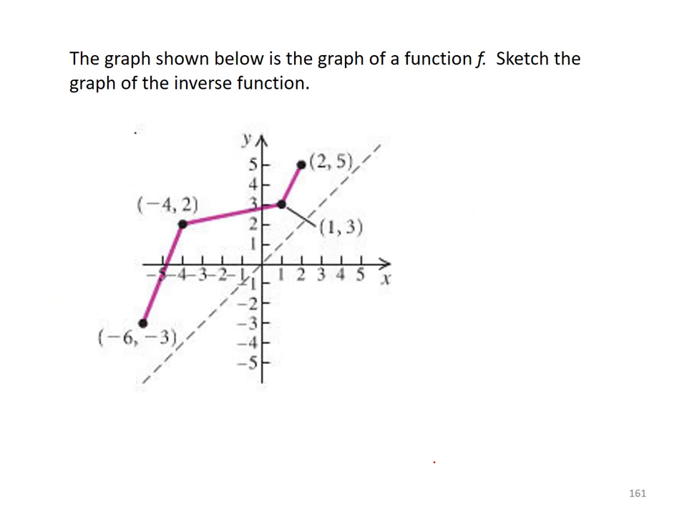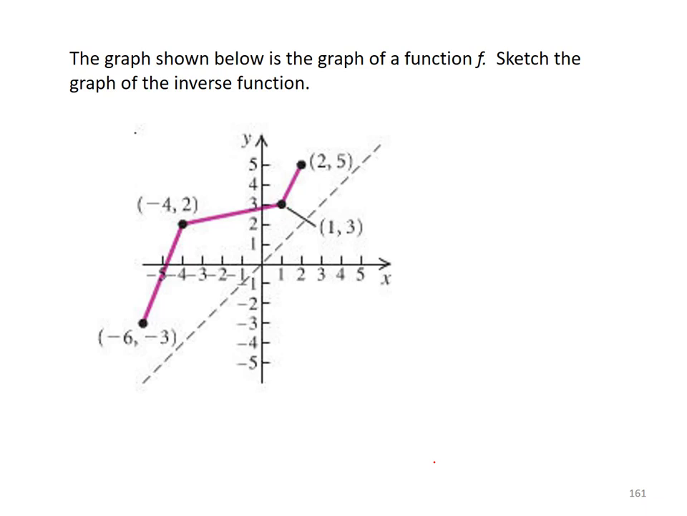The graph in our next slide, shown below, is the graph of a function f. Sketch the graph of the inverse function. So what we have is four connected points. First point is -6, -3. Second point is -4, 2. Third point is 2, 5.